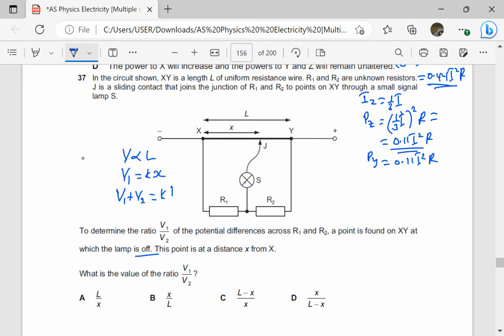The balance length is now L. So if I want V2 alone, I will subtract the two equations. So V2 is going to be this equation minus the other one. So it will be K into L minus X. So the ratio is going to be equal to V1, which is Kx, divided by V2, which is K into L minus X. K is the PD per centimeter, or it is a constant. So this cancels, and our answer will be D.